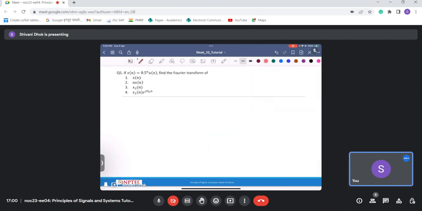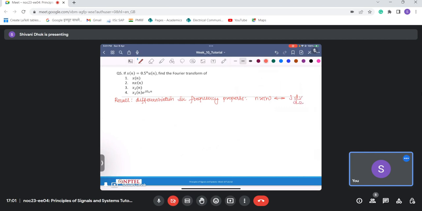Now let us look at the next signal, that is n into x[n]. If we recall the properties, and if we recall the differentiation in frequency property, it says that if I have a signal n into x[n], then this will have its DTFT as j times d by d omega of X of omega.